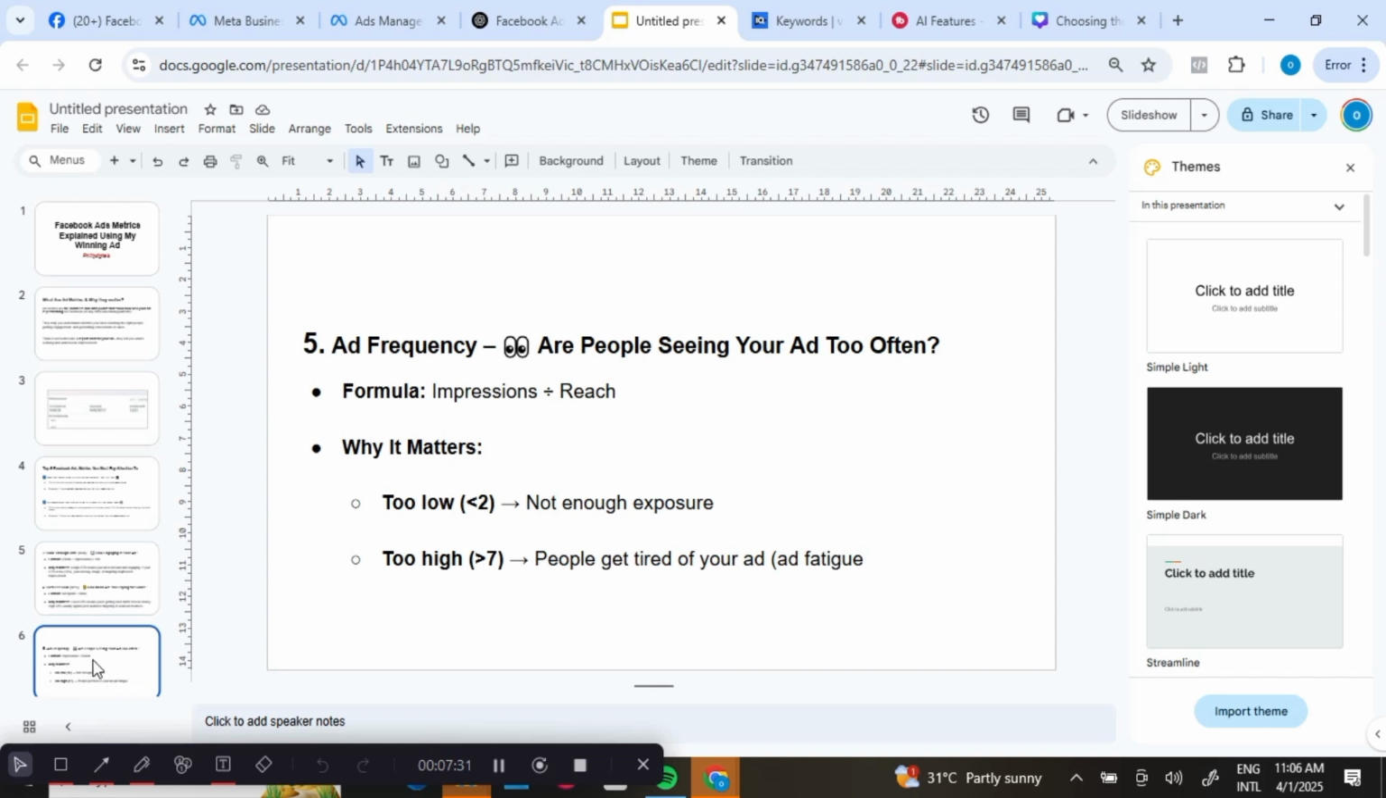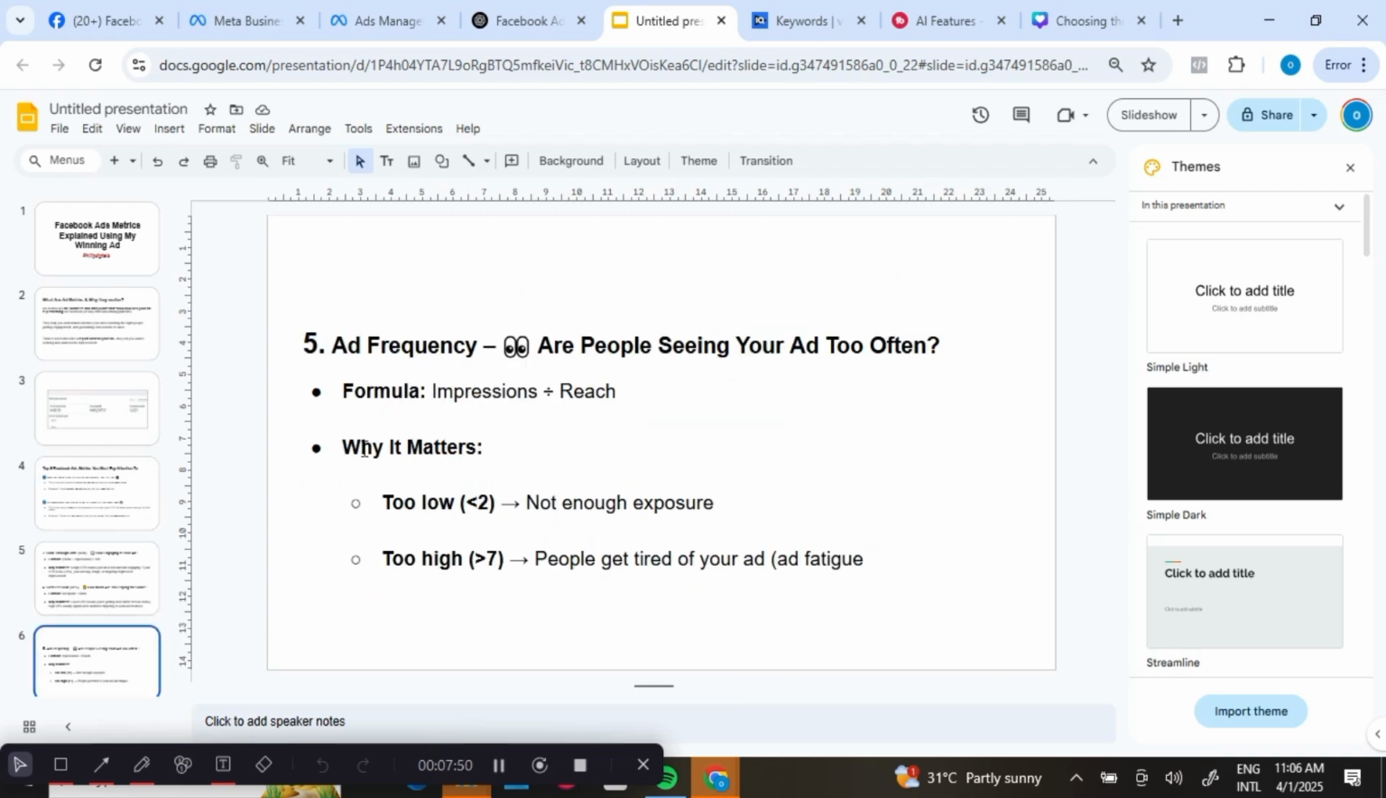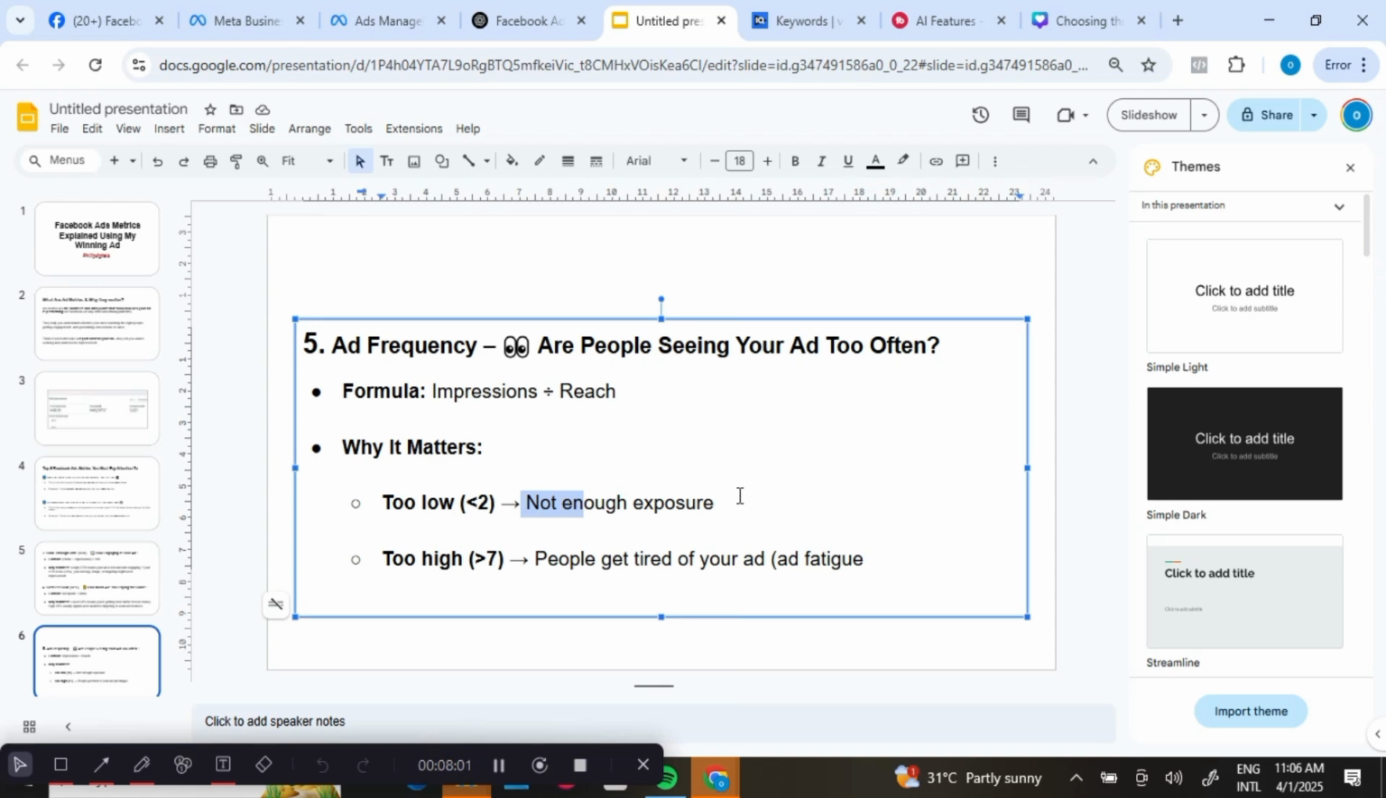Then the last one, which is a common one, is your ad frequency. Ad frequency is: are people seeing your ad too often? The formula is impression divided by reach. So for you to know your ad frequency, you need to divide this by this. Why it matters is that if your frequency is too low, less than 2, that means not enough exposure. But if it's too high, people get tired of your ad and that will lead to ad fatigue. Too high is greater than 7.